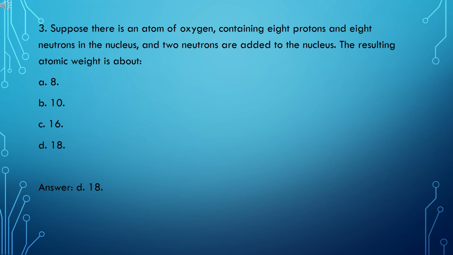Atomic weight is equivalent to the total number of protons and neutrons. From the example initially, there are 8 protons and 8 neutrons, then 2 neutrons were added, which makes the atomic weight equal to 18.